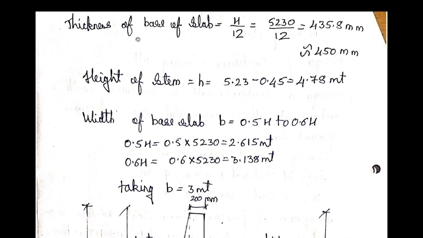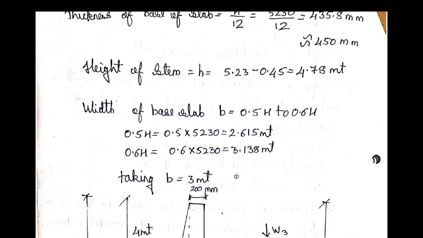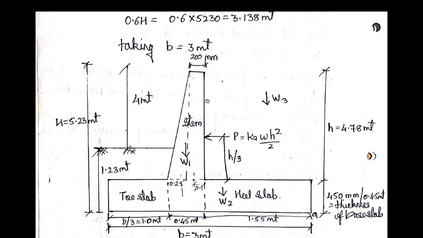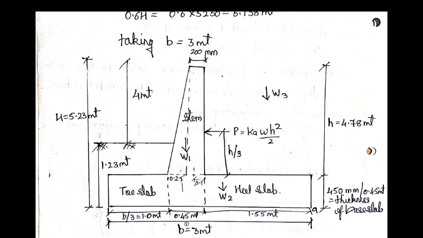Then the thickness of base slab, we got it as h by 12. So this is how much we worked out, 450 mm. Then the height of the stem above the ground level worked out to be 5.23 minus 0.45, which is 4.78. And the width of the base slab was in the range of 2.615 and 3.138. So we just took the dimensions and substituted. You can see here the width of the base slab, we have put it as 3 meters.